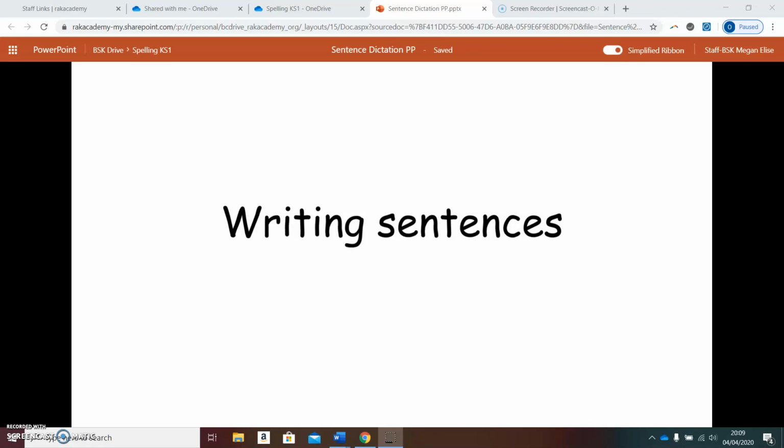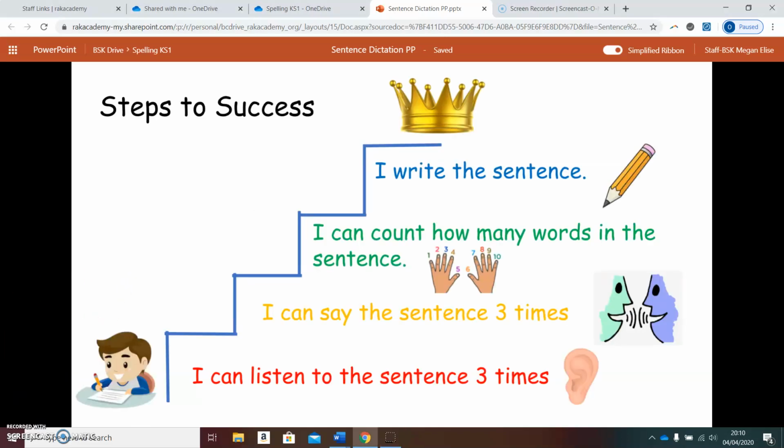This week we're going to do sentence dictation. What that means is Miss Megan is going to tell you some sentences. You need to listen to them and write them down. There are some steps to success that I'm going to show you, ways that can help you with your sentence writing. So here are the steps to success.